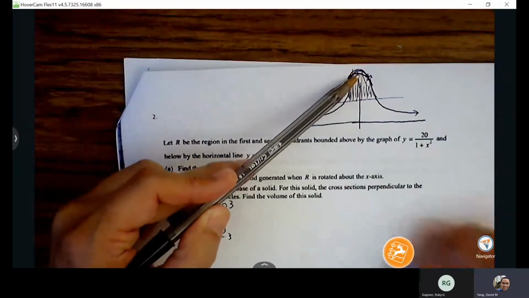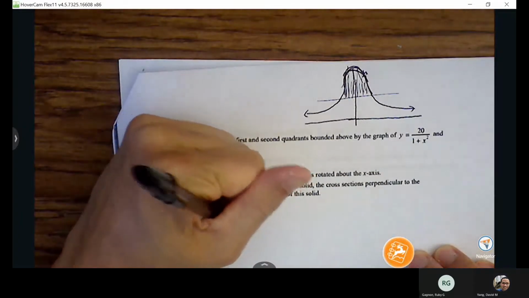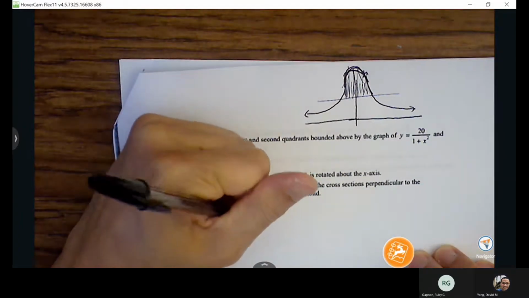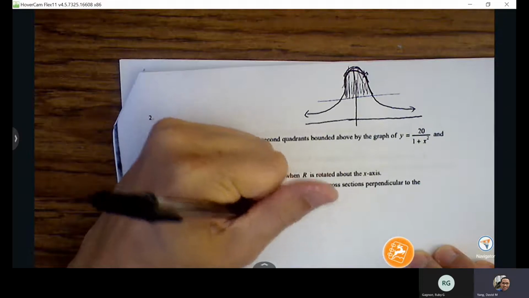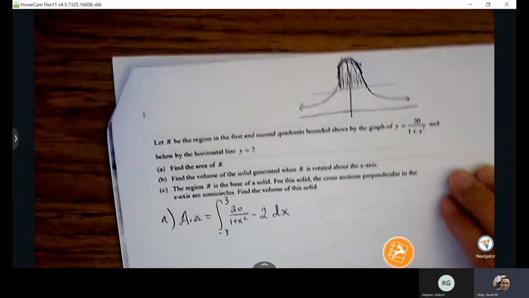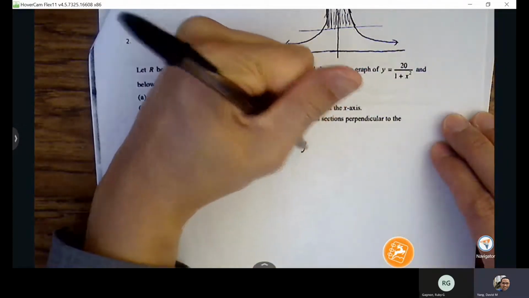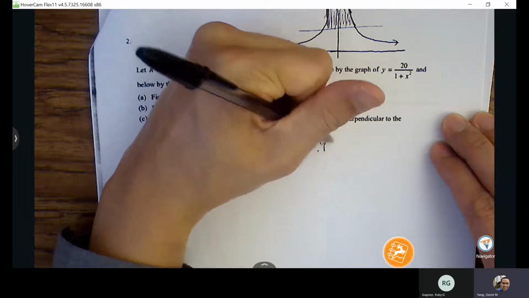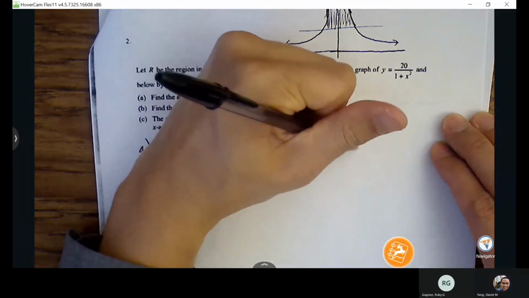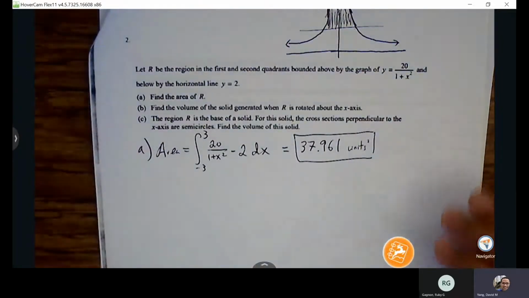Okay, top minus bottom. Top is the 20 over 1 plus x squared. The bottom is the 2. Okay, area, so it's just units squared.